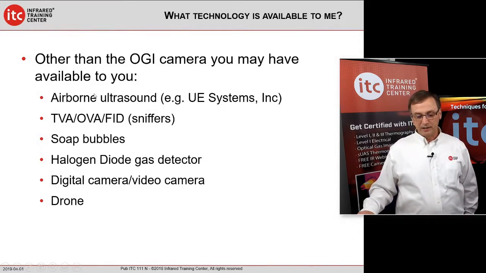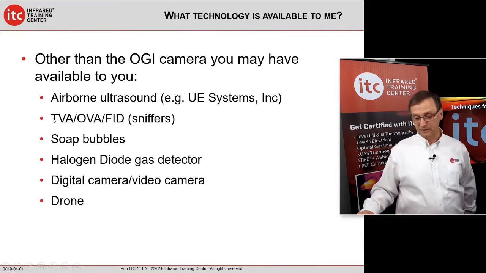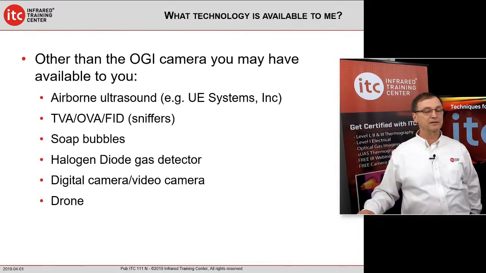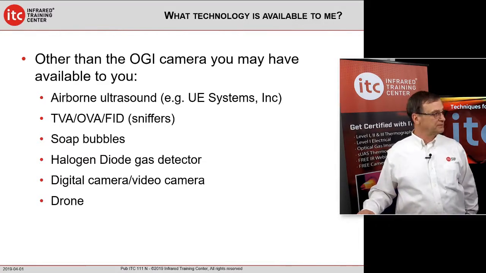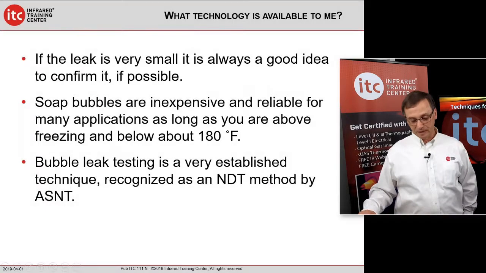Other than OGI, you may have airborne ultrasound. UE Systems makes the airborne ultrasound. It can hear leaks. It's not generally used in this industry, but it certainly would work. Your sniffers, your soap bubbles, halogen diode, digital camera, video camera. We're getting a lot of questions these days about drones, the use of drones. And I think at some point we'll have to do a separate webinar just on the drone applications for OGI.